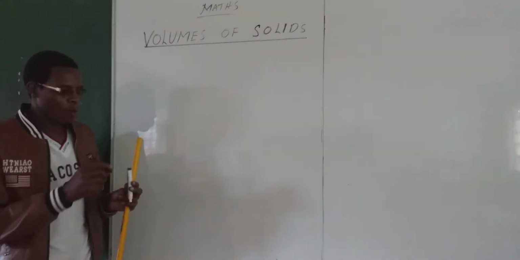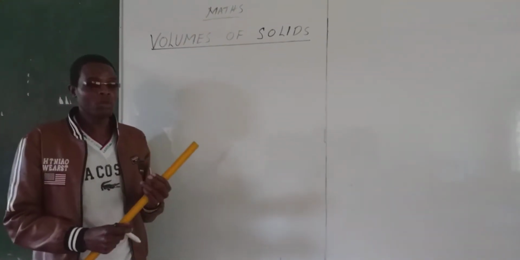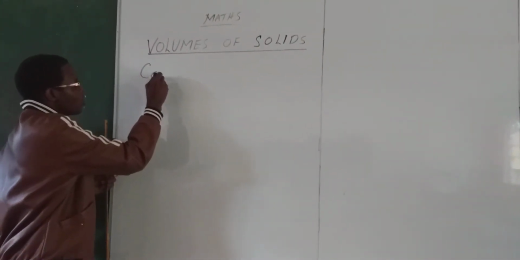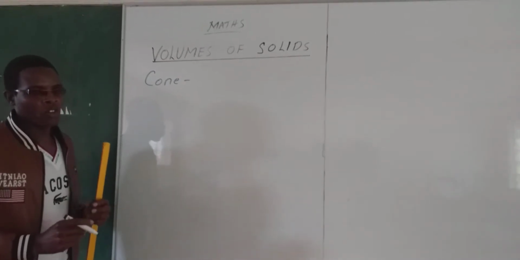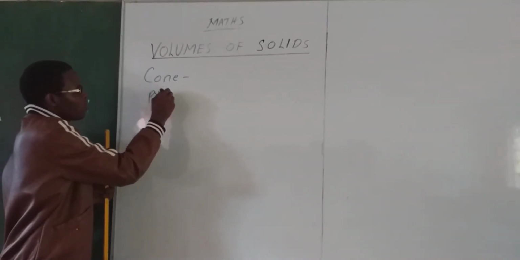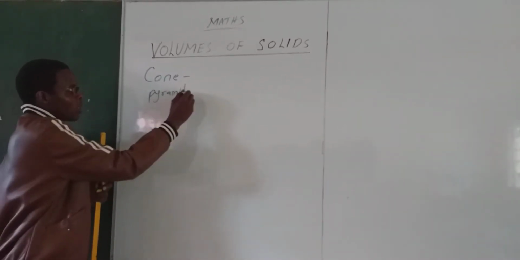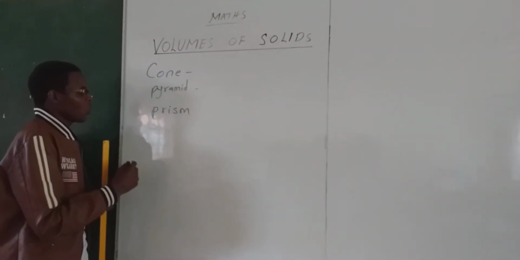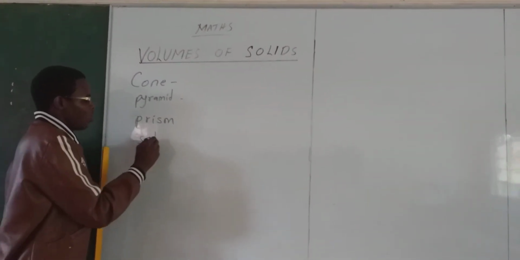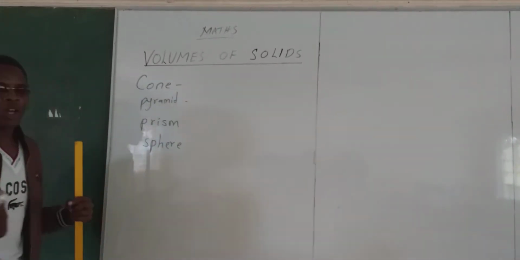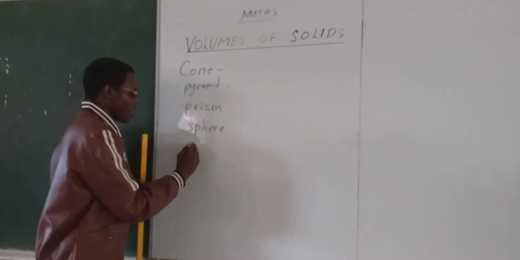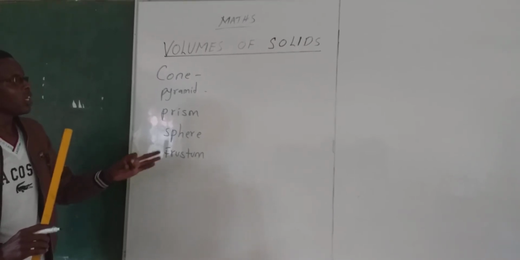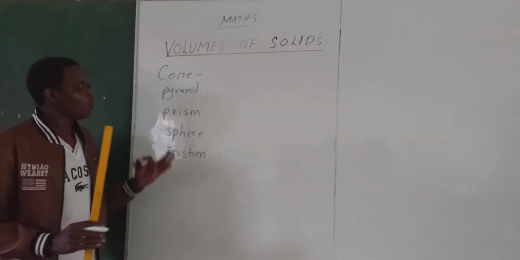Now, for us to find the volume of solids, today we are going to look at the volumes of four major solids, and the first one is a cone. We are going to look at the volume of a cone, the volume of the pyramid, the volume of the prism, and the volume of the sphere. And if time allows, we are also going to look at the volume of the frustum. So these are the major figures we are going to look at today to find their volumes.